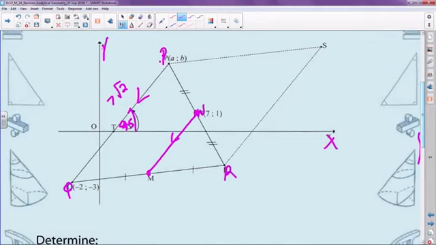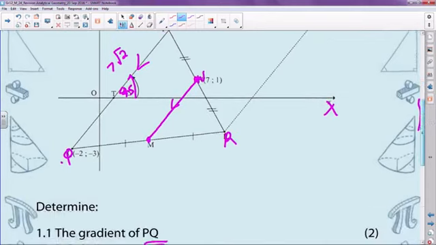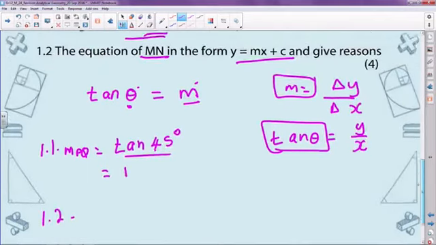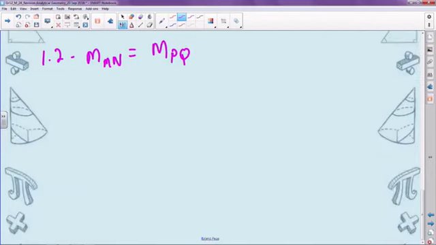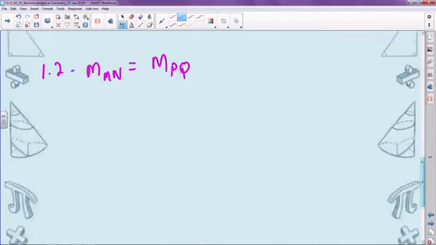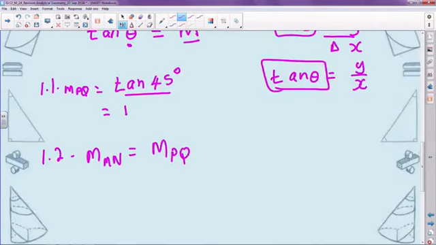So therefore, using the midpoint theorem, we can deduce that the gradient of line MN is going to be the same as the gradient of line QP. Okay, so that's where we start. The gradient of MN is equal to the gradient of PQ. You need to give reasons. Remember the question said, give reasons. And the reason there is you can state the whole midpoint theorem, or I'm just going to say midpoint theorem.